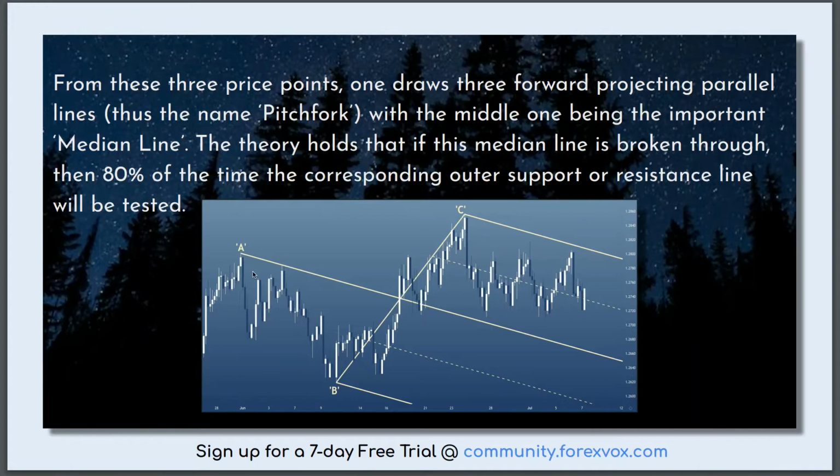So here is point A, point B, and point C, with this being the midpoint of BC, a straight line drawn from A through the midpoint, and parallel lines up above that. This is the key median line right here. If this is breached to the downside, we would expect 80% of the time to go and test line B. It hasn't, so right now this is a nice defined down channel in this example of AC.